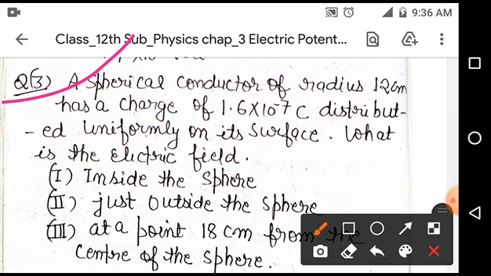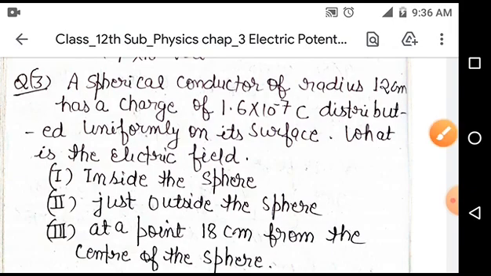Students, I want to tell you this is an example of the first chapter as well as this chapter, because sometimes in the board examinations some questions are asked which are related to a few chapters. So this is an example which is related to the previous chapter and this chapter also.